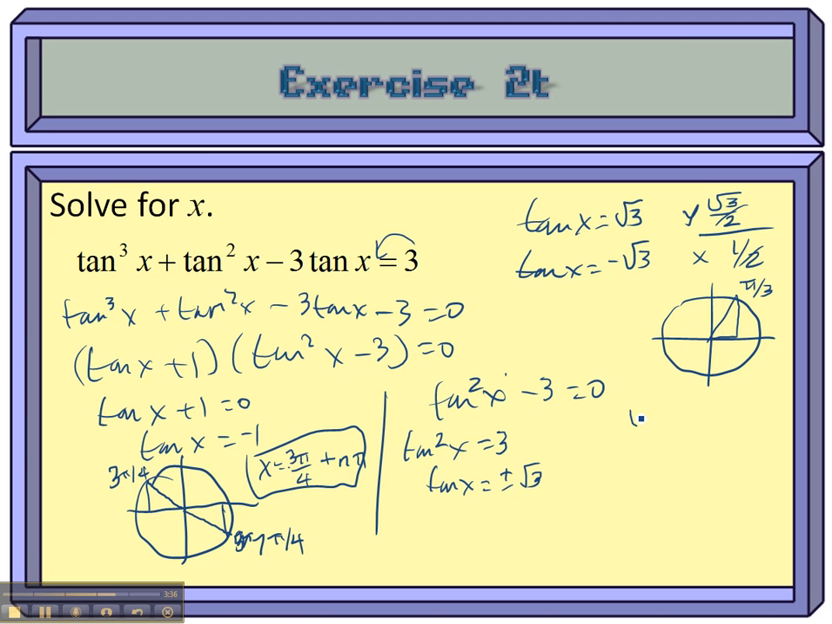So first solution is pi over 3 plus n pi, add in the period. That takes care of the one down here in quadrant 3. And then for the negative one, it's the one over here in quadrant 2, which is 2 pi over 3. X is equal to 2 pi over 3 plus n pi. And that'll take care of the one over here in quadrant 4. So there's all of our answers.